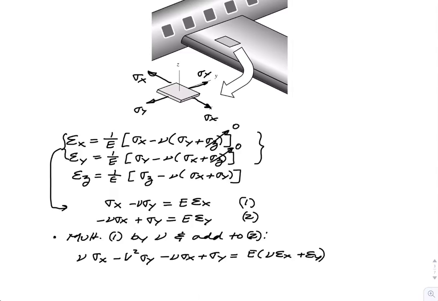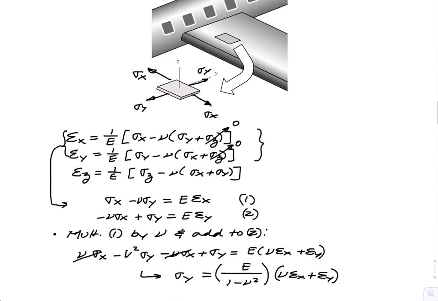Again, the reason for doing this is I'm able to cancel out this term, and from this I am able to solve for sigma y, where sigma y therefore becomes E divided by 1 minus nu squared times the quantity nu epsilon x plus epsilon y. So that's the first equation.